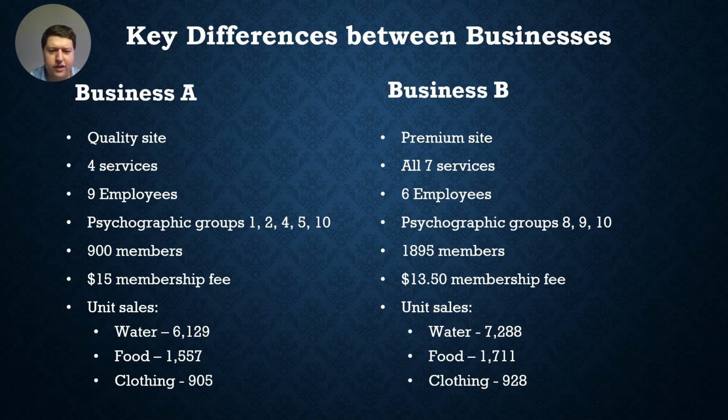The membership fees are overall pretty similar. $15 membership fee for Business A and $13.50 for Business B. The unit sales were overall pretty similar as well, but the main differences are mainly in the overall size of the site and the capacity of the members that it could serve.